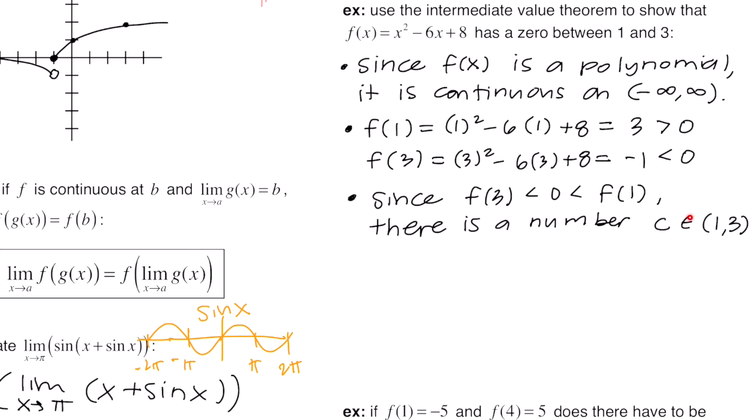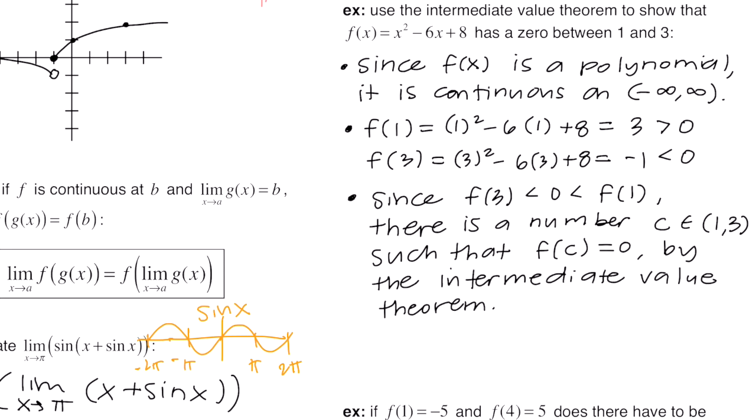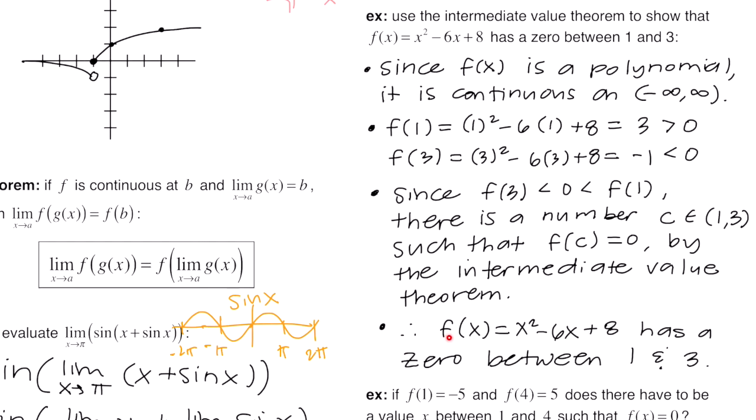So this weird little e right here is saying c is an element of the set of numbers from 1 to 3. So it's basically just saying that c is a number in between 1 and 3. And then we write such that f of c equals 0 by the intermediate value theorem. Our last statement is just writing out what we're trying to show. Therefore, f, which equals x squared minus 6x plus 8, has a 0 between 1 and 3.